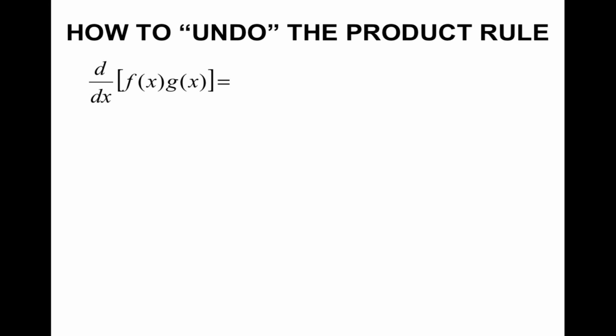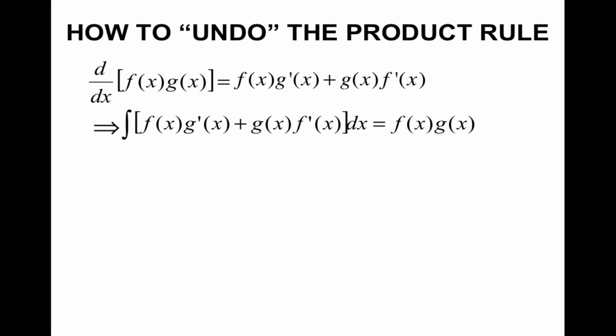Typically, when we take the derivative of two functions that are multiplying together with the product rule, we take the derivative of the second times the first function plus the second function times the derivative of the first. In other words, if we have the integral of the first function times the derivative of the second function plus the second function times the derivative of the first function, that would equal a product of two functions.